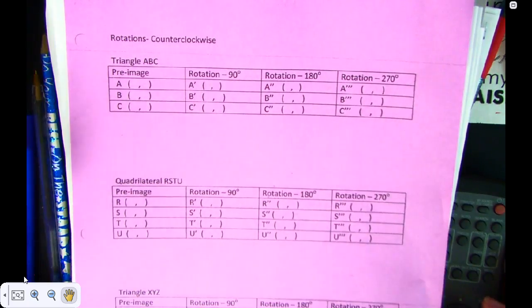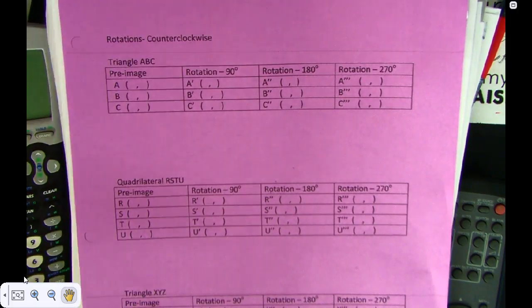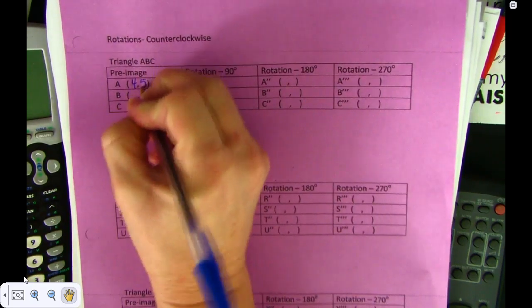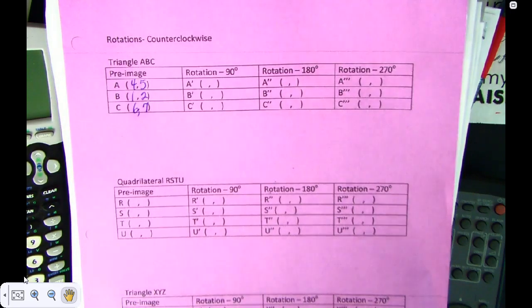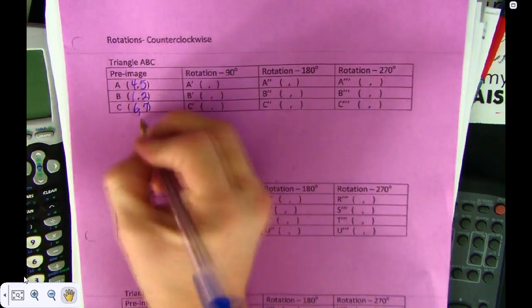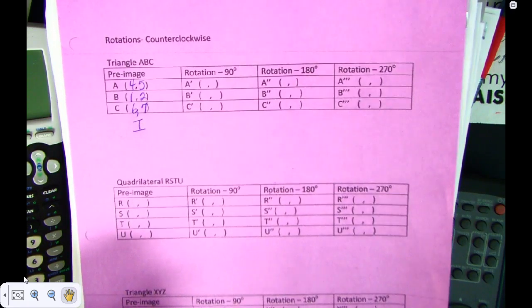Okay. So what I'm going to do is give you coordinates: 4, 5, 1, 2, 6, 7. What quadrant would those points be in? 1. Okay.